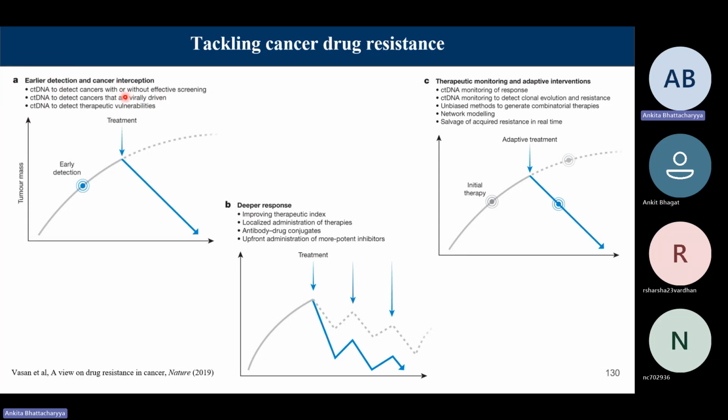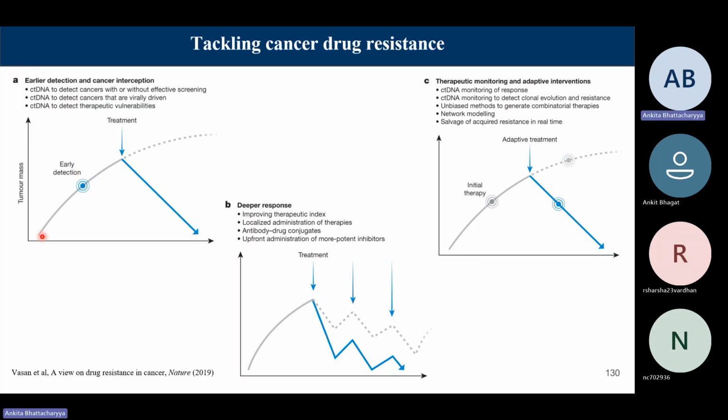So ctDNA to detect cancers with or without effective screening, ctDNA to detect cancers that are virally driven, to detect therapeutic vulnerabilities, a very, very important part of it. Because if there is some sort of modification that the cancer population is undergoing, which is making it treatment resistant, then if you figure out a therapeutic vulnerability based on profiling of the circulating tumor DNA, that is probably going to give you a new angle to chase and a new way to tackle those treatment resistant variants, and a way to figure out some way of performing combinatorial therapy or just tackling the treatment resistant population.